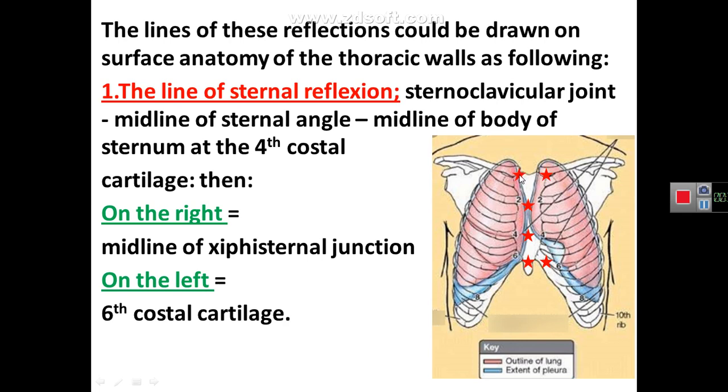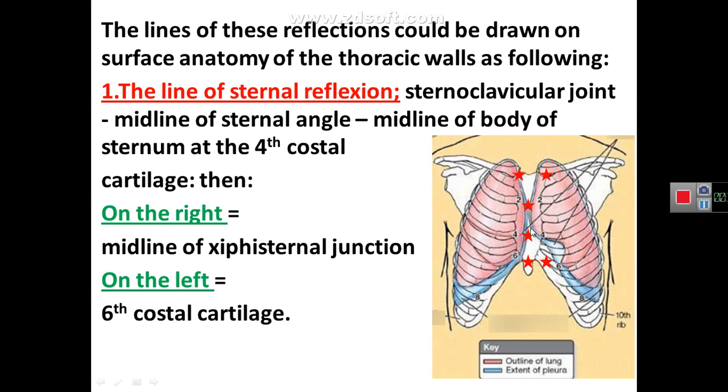So I will start on the right and left side at a point which is the sternoclavicular joint on the right and left side. This is the beginning. Next, I will draw a midpoint at the sternal angle at the level of the second costal cartilage, for both the right and left reflection. And this second point will be in continuity. I will draw a line from sternoclavicular joint to this point, and sternoclavicular joint to this point.